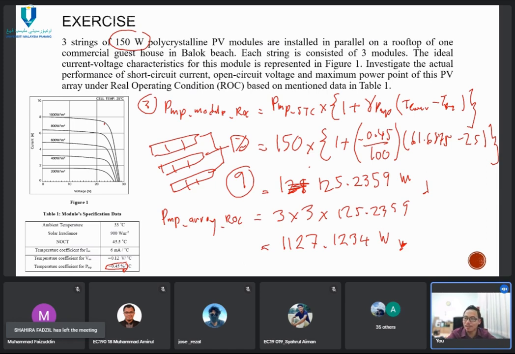Do you know what I mean? Now we are asking you the ROC. The question can become the reversal. Means we are asking you what is the PMP value for this. There's a possibility also. Very jahat. Means what is the standard test condition for this module and so on. It can be like that. Okay, jangan risau.